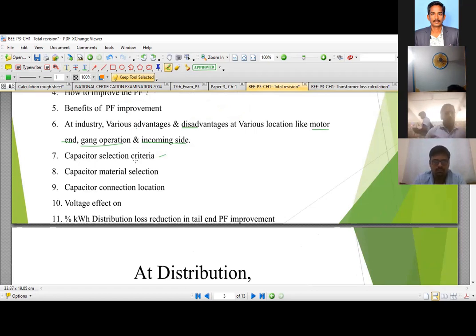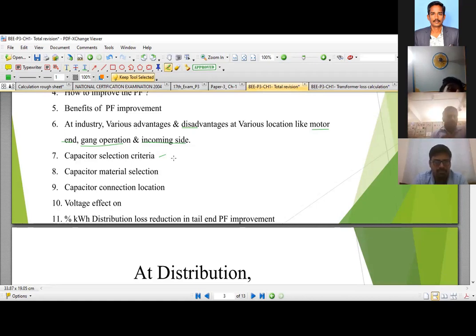Next, capacity selection criteria. If you are going to select the capacitor for one motor and transformer or any other, what is the main criteria? Every time they ask one mark. The capacitor selection criteria, means only one main important point. Material selection? The capacitor KVAR, how much KVAR selection?